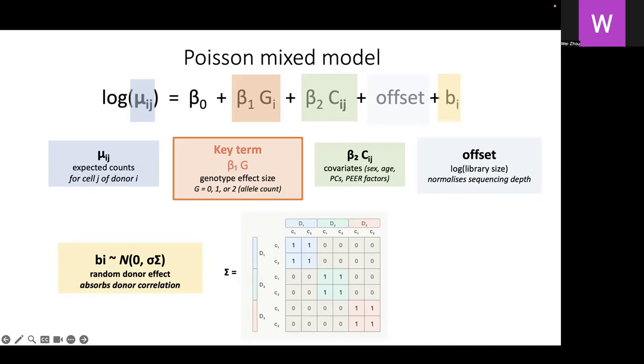The fixed effect beta 1 for genotype still estimates the population level genetic signal we care about, and the random effect follows a normal distribution with mean zero and variance sigma squared times the covariance matrix big sigma. As we show in the matrix here, it can help capture the correlation of cells from the same donor. And in plain terms, the mixed model anchors the test to give correctly calibrated p-values while modeling gene expression at the cellular resolution.